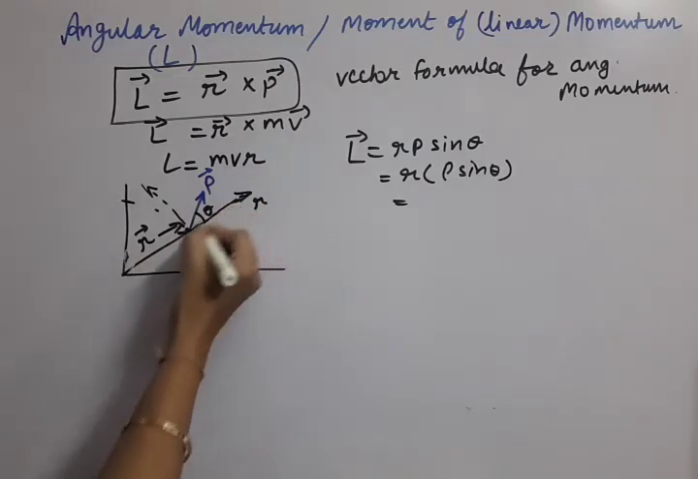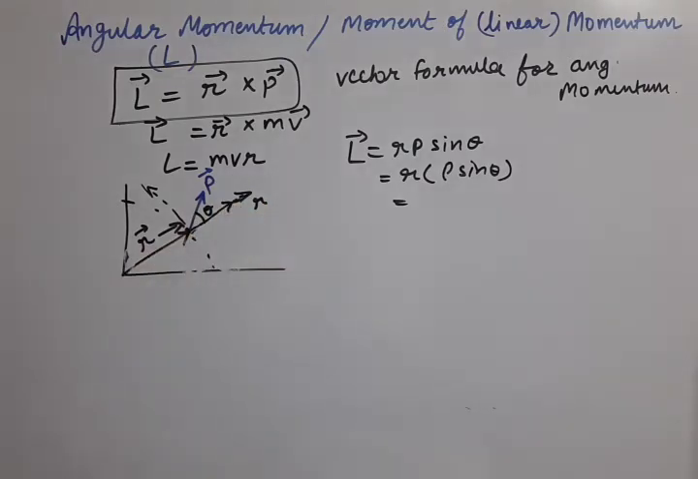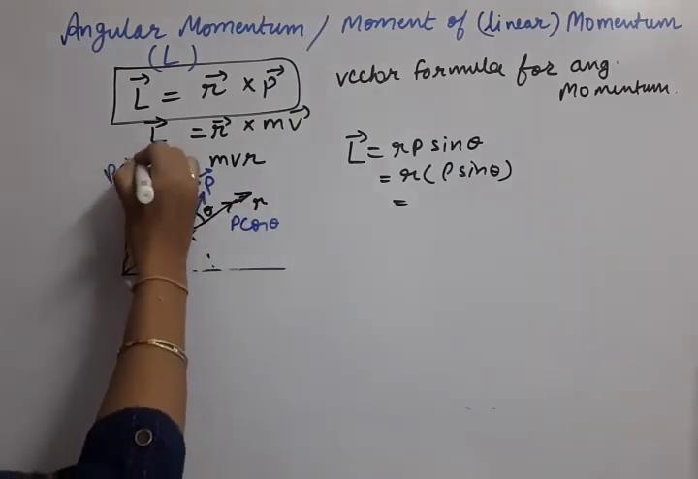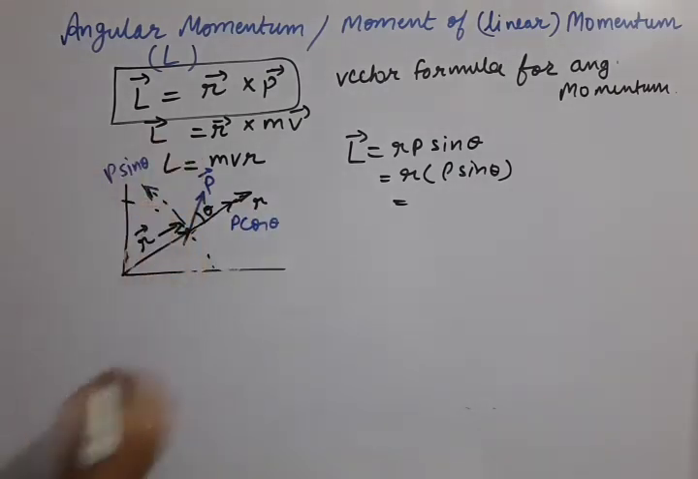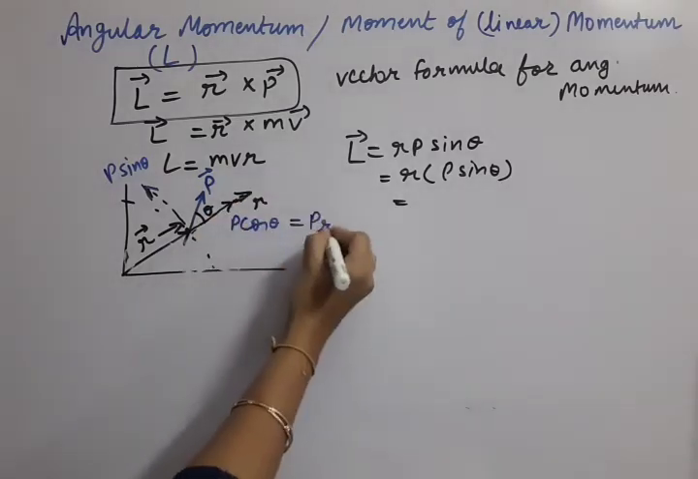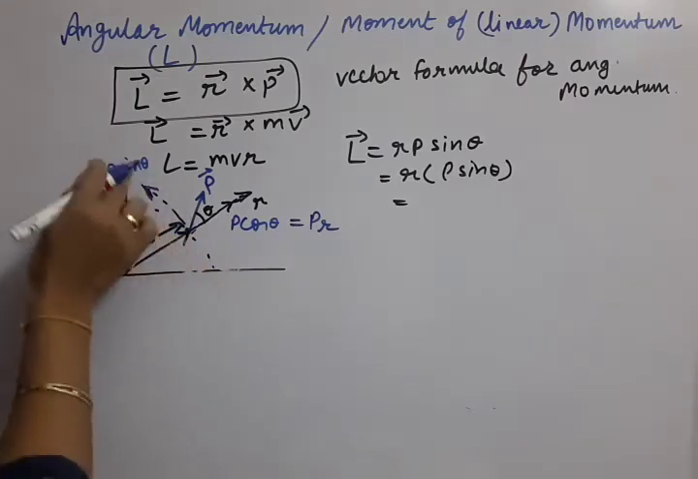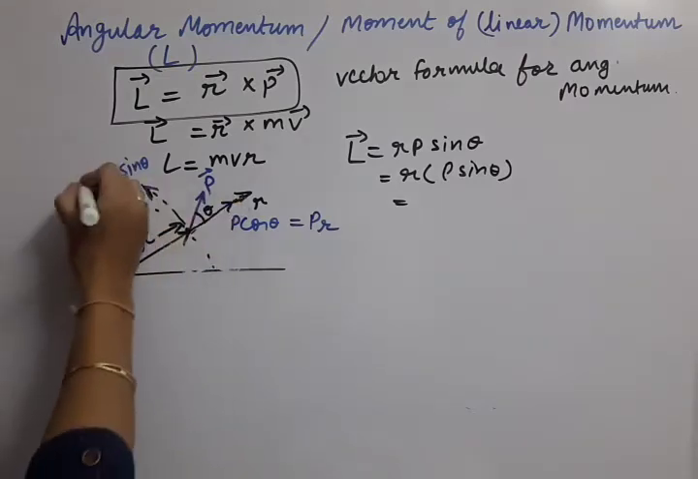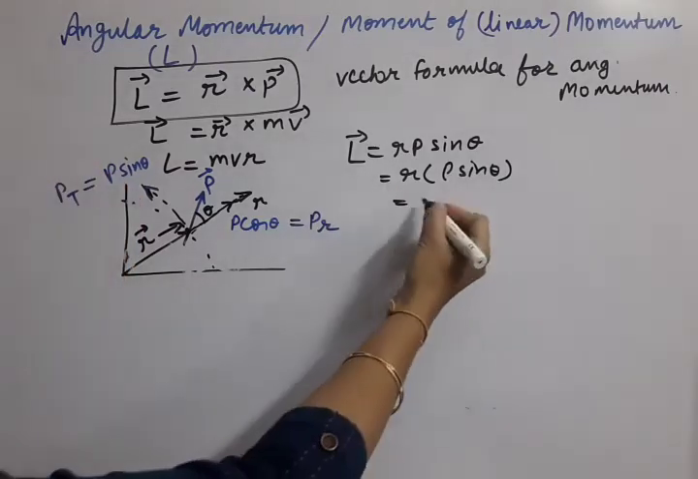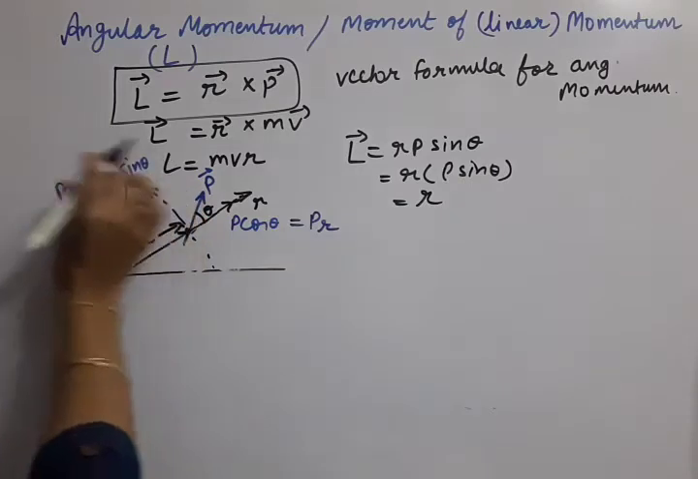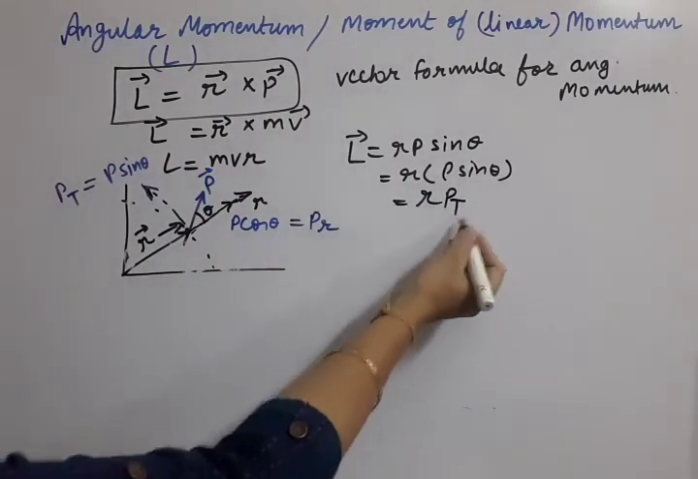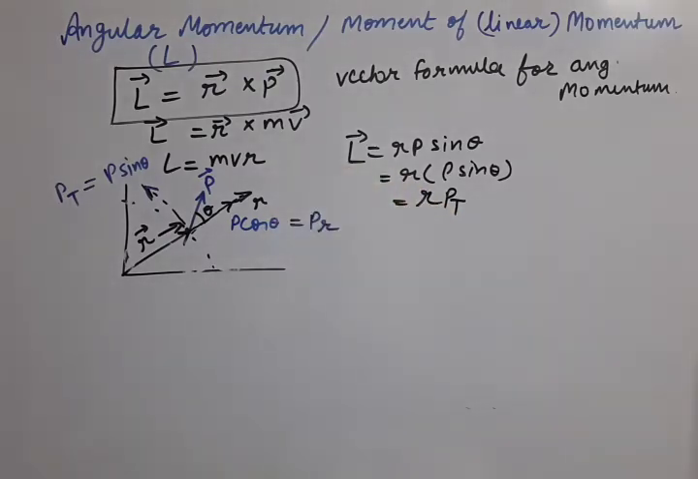The component of P on the theta side will be P cos theta, and this component will be P sin theta. Okay, this component is along the radius, so we can call it PR, and this component is perpendicular to the radius, so we call it P transverse. So we can write in this formula that P sin theta means PT, the transverse component. Thus only the transverse component of momentum contributes to angular momentum.